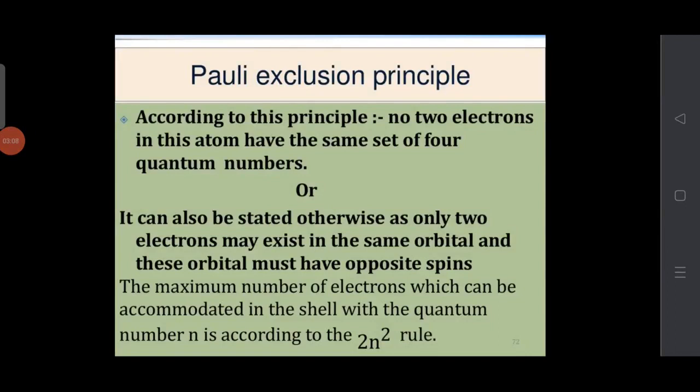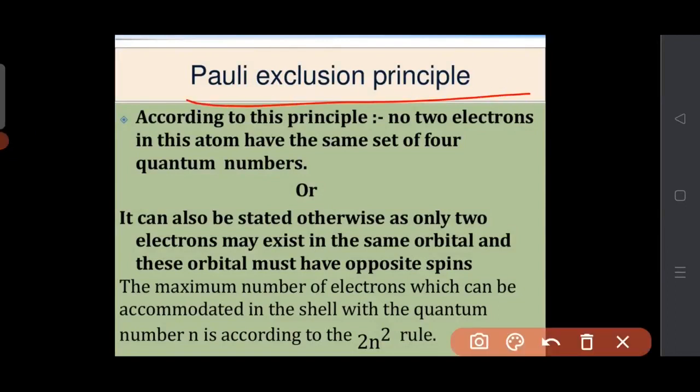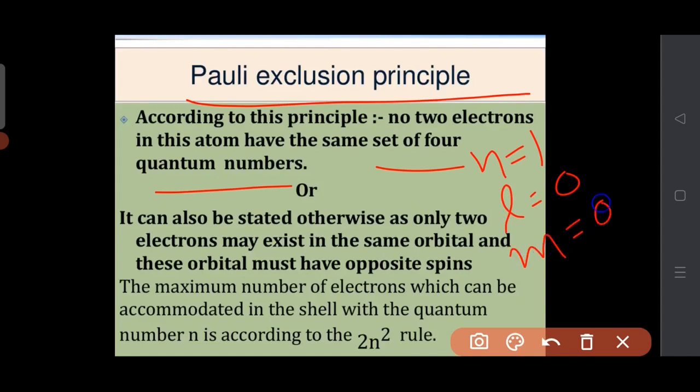After that we are coming to the Pauli exclusion principle. According to this principle, no two electrons in an atom have the same set of 4 quantum numbers. Suppose two electrons have principal quantum number n equals 1, l equals 0, and the magnetic quantum number is the same, m equals 0. But the spin quantum number will be different, either plus half or minus half.